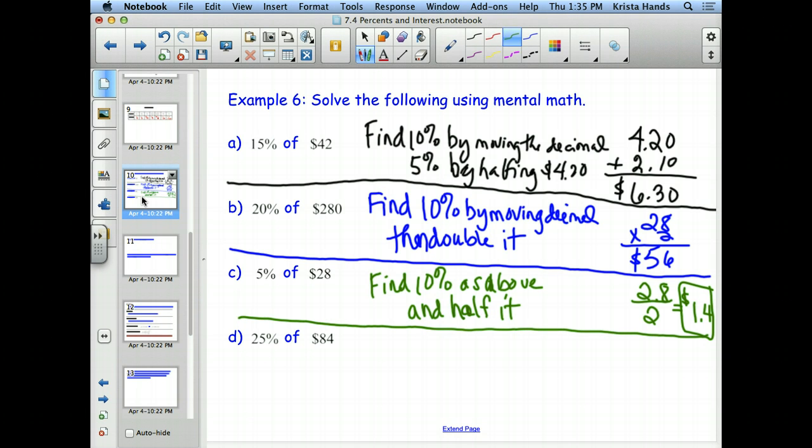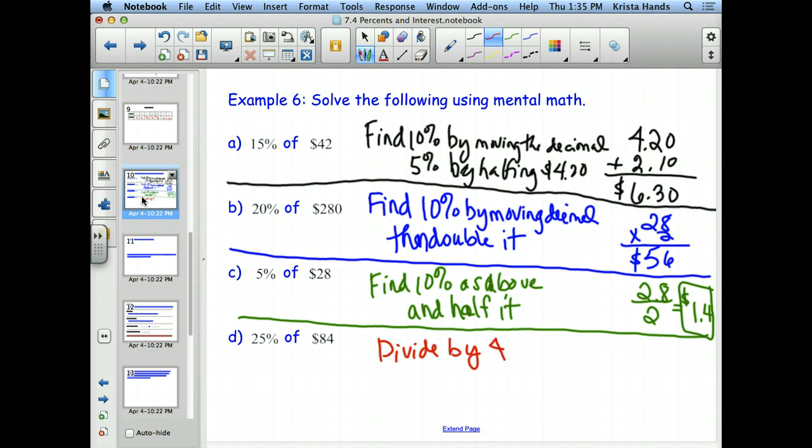All right, we have more than one way again, especially on part D. What can we do on part D? 25%. Divide by 4 is really nice, especially for the particular number I chose, right? So one option is we could divide by 4. What else could we do?